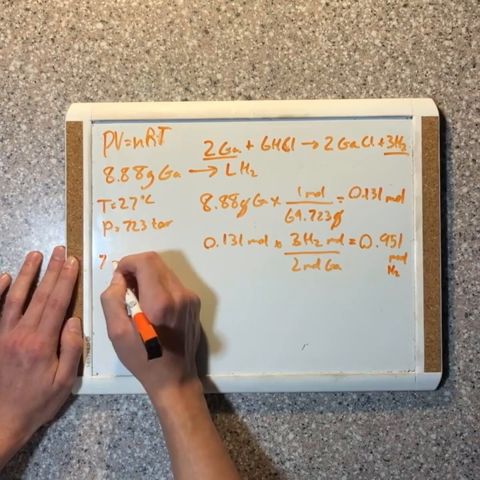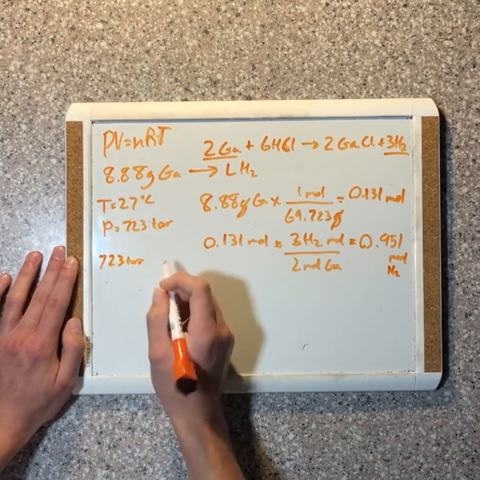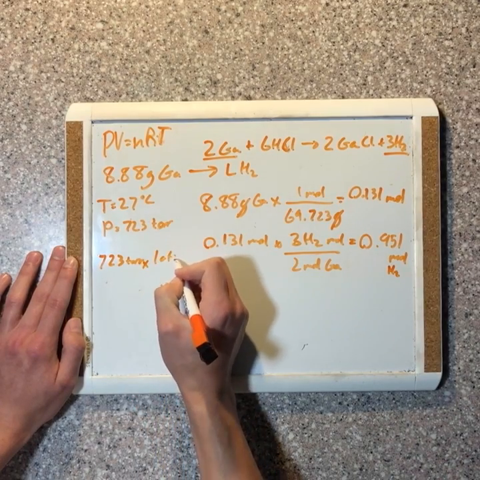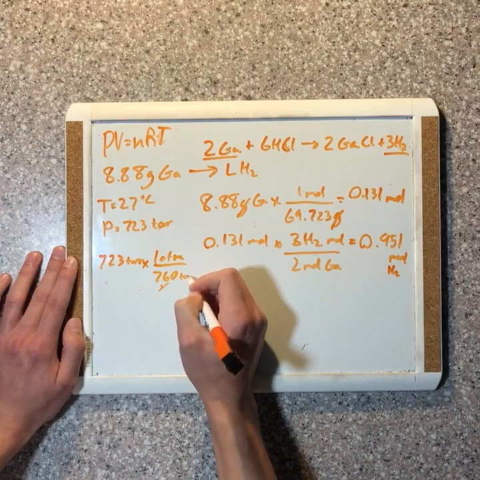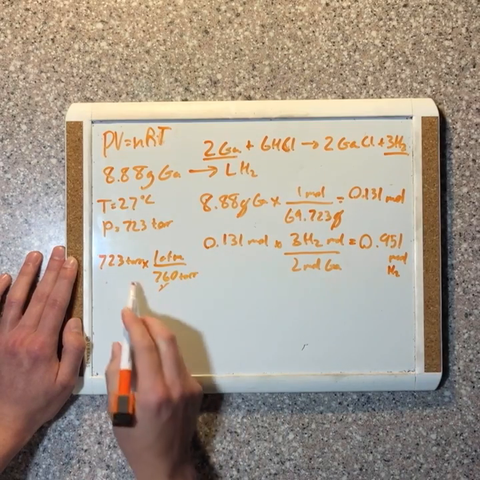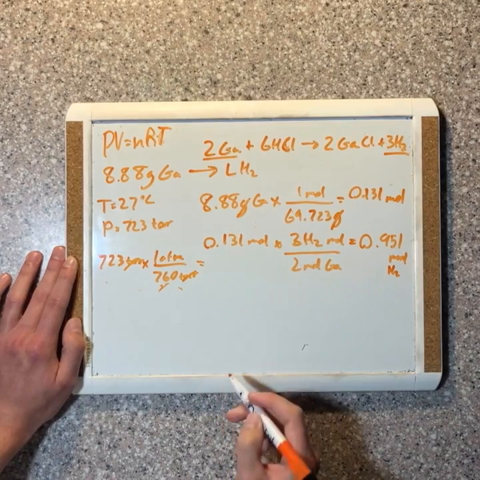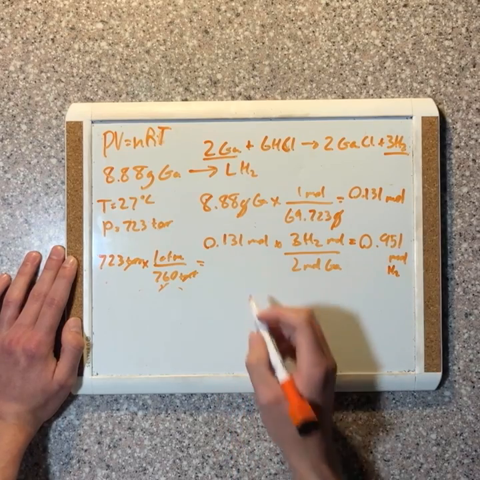So we need to convert pressure into atmospheres. So 323 torr times 1 atmosphere, where 1 atmosphere is equal to 760 torr. Setting up the conversion factor from torr to atmospheres, we get 0.951 atmosphere.